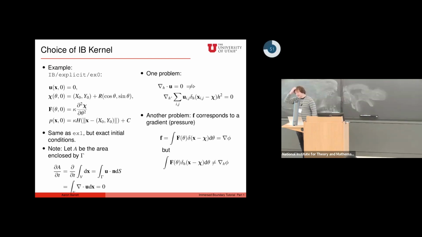Another problem is that we said the force was equivalent to a gradient of a pressure. That's true in the continuous sense. But in a discrete sense, once we replace our delta function with a discrete delta function, we are not equivalent to a discrete gradient. And so our delta function here can dramatically affect the results.